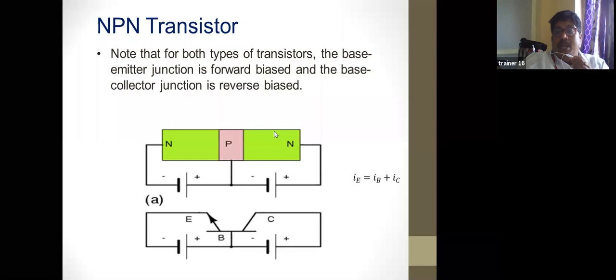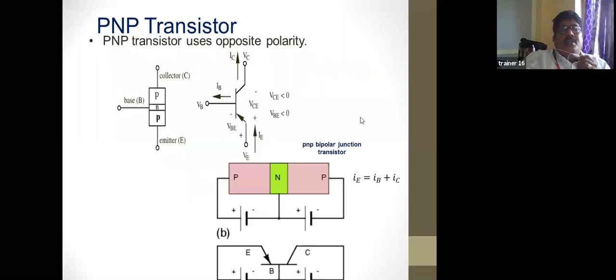In this NPN transistor, the majority carriers are electrons. See here, this acts as a forward bias, and this acts as a reverse bias. The working principle is the same as that of the diode, right? And the next, we will discuss the PNP transistor.